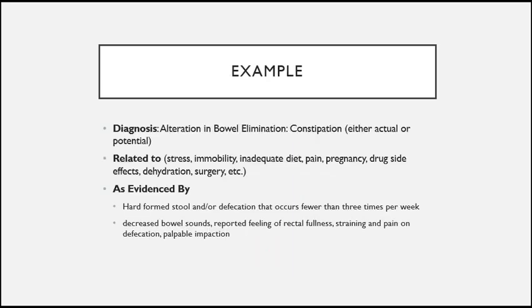So we have a patient, and this is the diagnosis that we've come up with. This is an example of how all of this would be put together. We've recognized that we have a patient that, for whatever reason, maybe he's had surgery, maybe he's in pain, maybe he has bad eating habits, all kinds of things. But our diagnosis is that he has an alteration in bowel elimination, constipation. Now, that's an actual diagnosis. If we wanted to make that potential, it would be risk for alteration in bowel elimination, constipation.